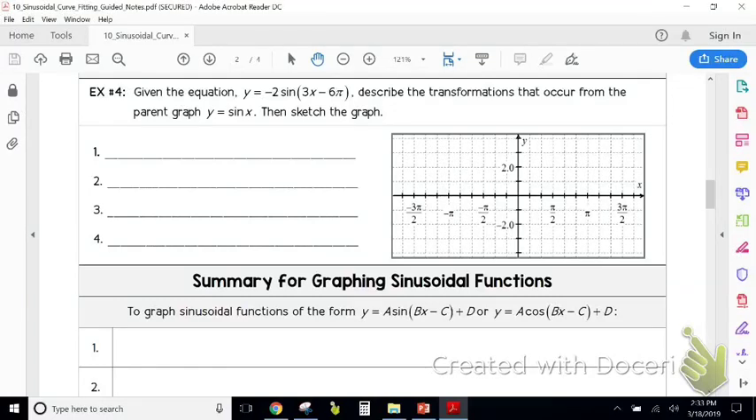All right, so example 4 says, given the equation given there, describe the transformations that occur from the parent graph of y equals sine of x and sketch the graph. So tell me about the transformations. Start on the left. What's the very first transformation that's happening in that equation?